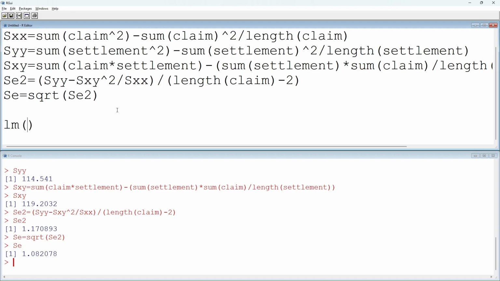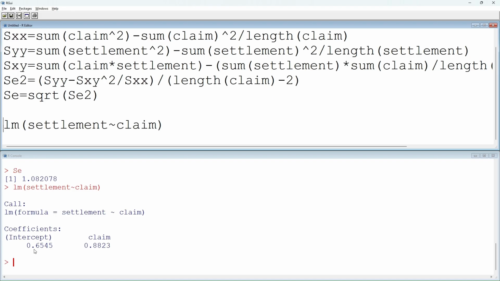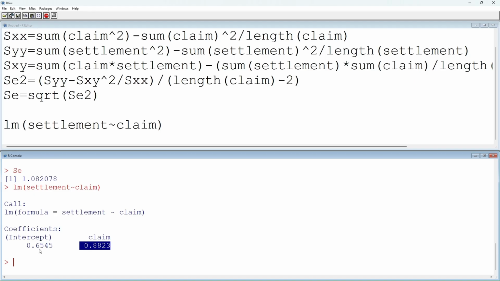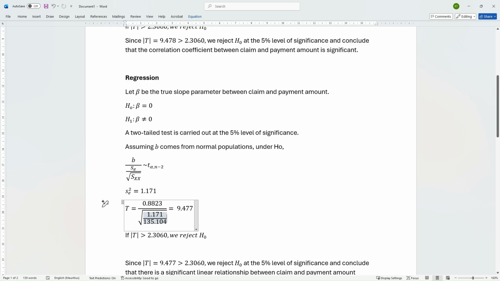So you need to know what is your y and what is your x. Obviously, our y, the dependent variable, is settlement, and our claim is the independent variable. So if you just execute that, you will see that you get an output where you have the intercept and you have the claim. The value of A and the value of B, things that you have already been doing in the first semester. All right, we can just confirm these values with our output here.